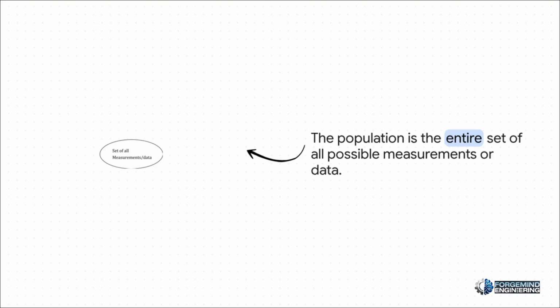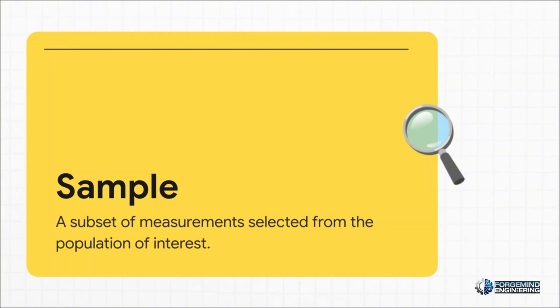But here's the big problem. The population is almost always way too big to study directly. Imagine a factory that makes batteries. If you wanted to find out their average lifespan, you couldn't possibly test every single battery, because then you'd have none left to sell. It's just not practical. So, what do we do? We take a sample, and a sample is exactly what it sounds like. It's just a small, manageable piece that we pull out from the population to actually examine.